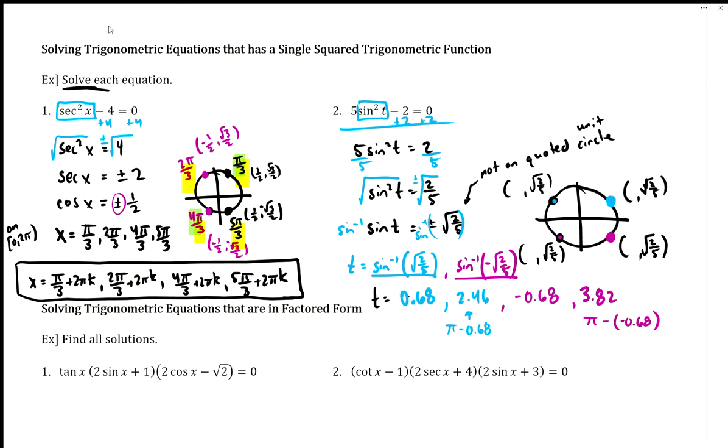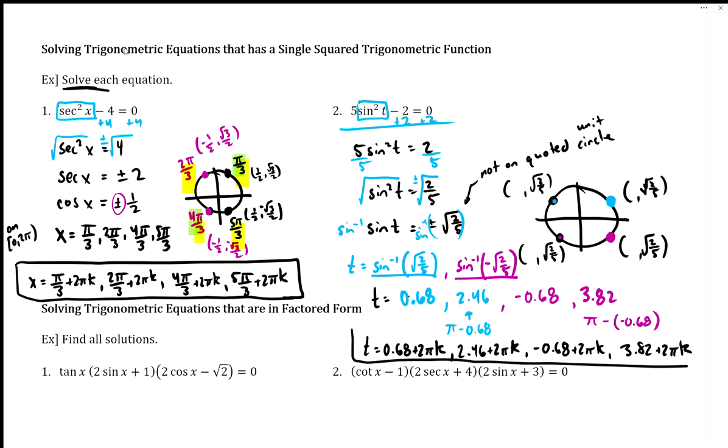And so to finalize it, for all solutions, we are just going to take those four answers and add 2 pi k to them. So I'm going to put that right here: 0.68 plus 2 pi k, 2.46 plus 2 pi k, negative 0.68 plus 2 pi k, and then 3.82 plus 2 pi k. I don't have them in order, that's fine, but that is all solutions.